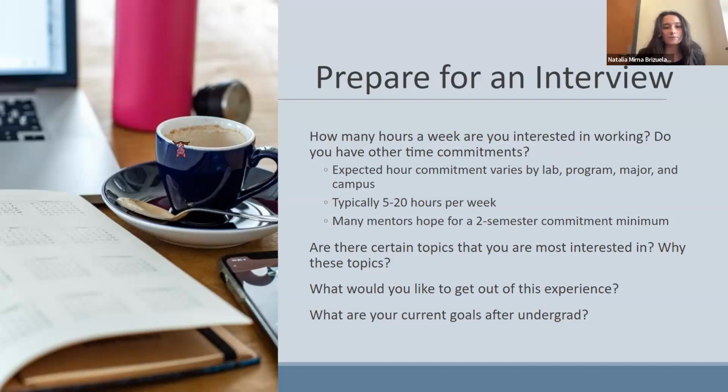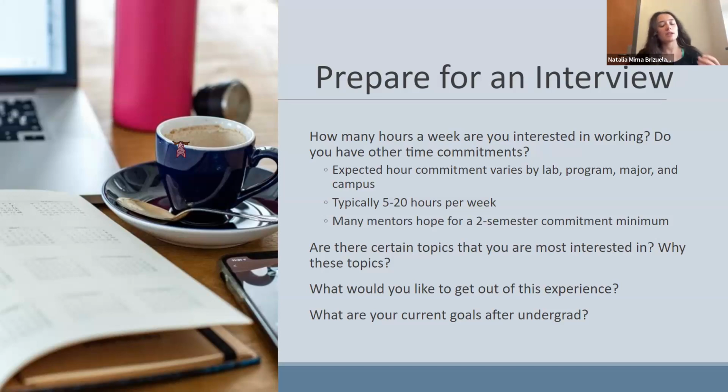Yeah, also this goes back to what I was talking about, how long you want to do research. A lot of mentors will hope for at least a 2 semester commitment. They don't want their lab to be a revolving door, you know, they want people to come in and learn and be there and help them over time.